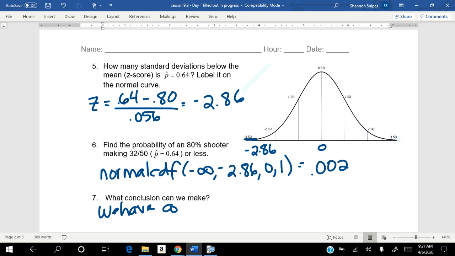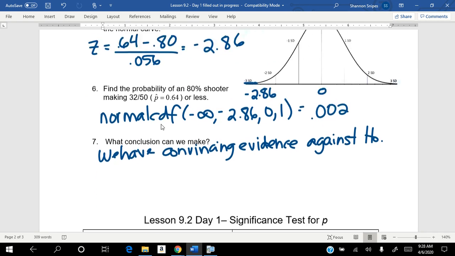We have convincing evidence against our null hypothesis. So you have just run your first test.